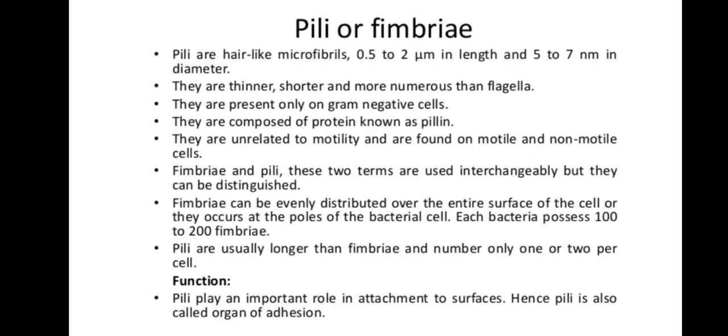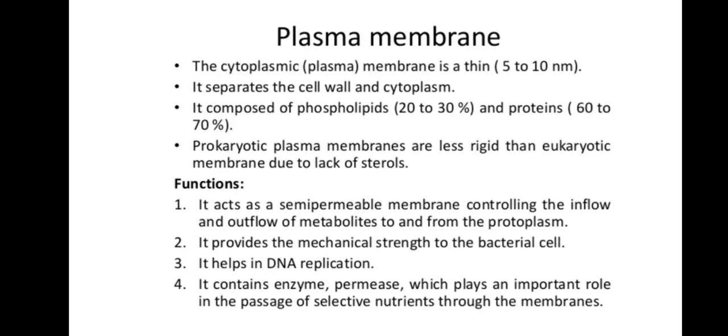Fimbriae and pili, these two terms are used interchangeably but they can be distinguished. Fimbriae can be evenly distributed over the entire surface of the cell or they occur at the poles of the bacterial cell. Each bacterium possesses 100 to 200 fimbriae. Pili are usually longer than fimbriae and number 1 or 2 per cell. Function: pili play an important role in attachment to surfaces. Hence, pili are also called organs of adhesion.